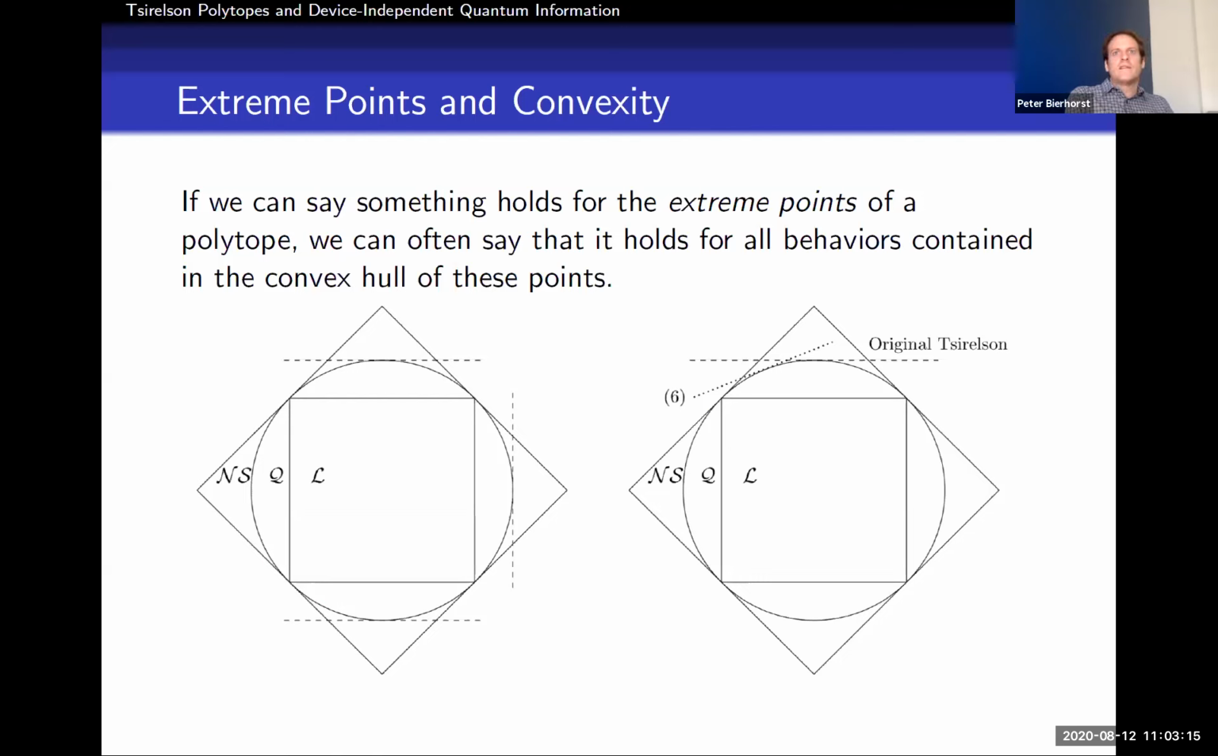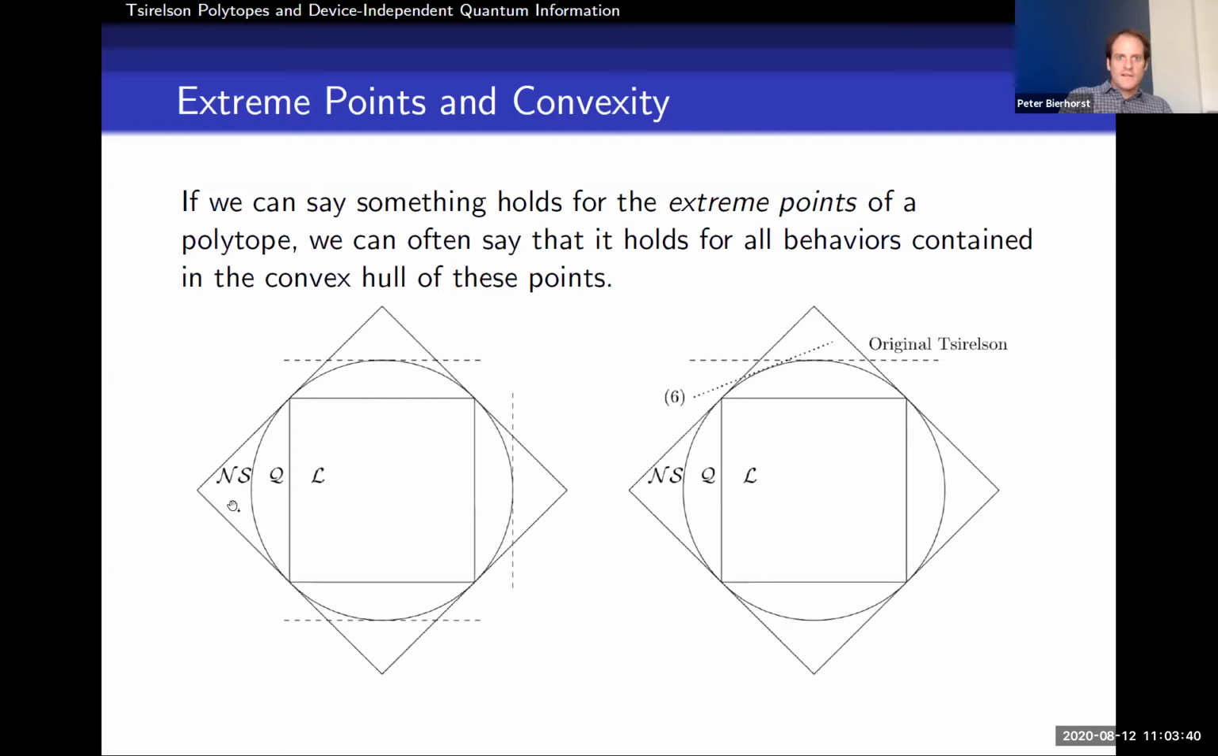Then if we can say something holds for the extreme points of a polytope, we can often say that it holds for all the behaviors contained in the convex hull of these points. So it turns out that if you have something in this higher dimensional 16-dimensional space that's a nice polygon like this, then you can express it as the convex hull of its vertices.